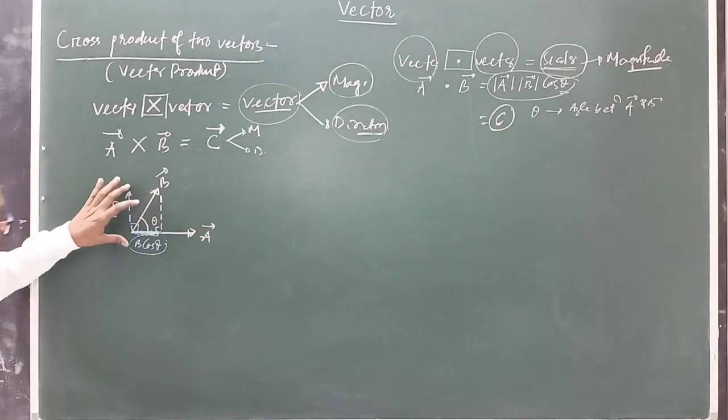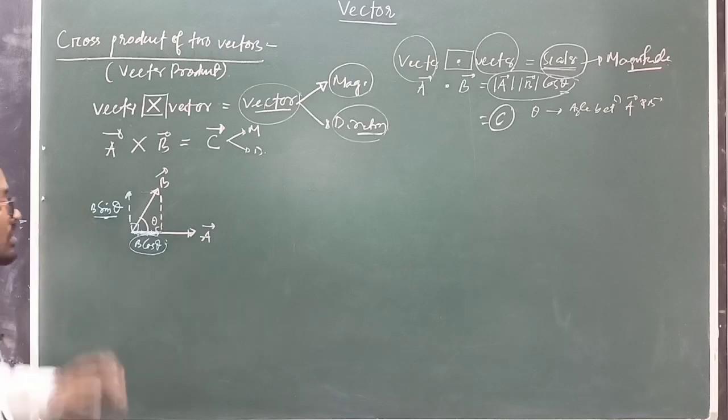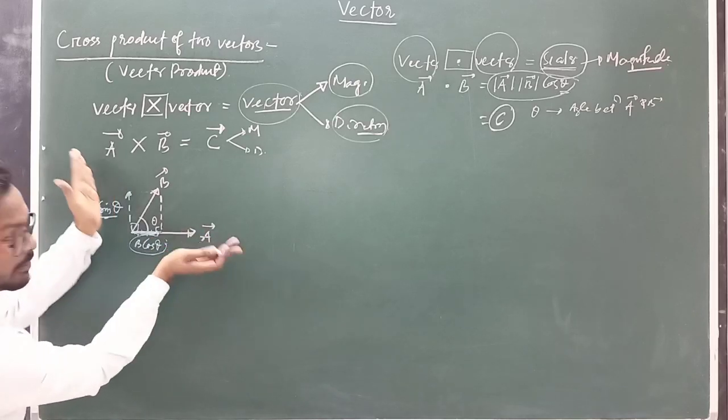But in the cross product of two vectors we have to take the perpendicular component.